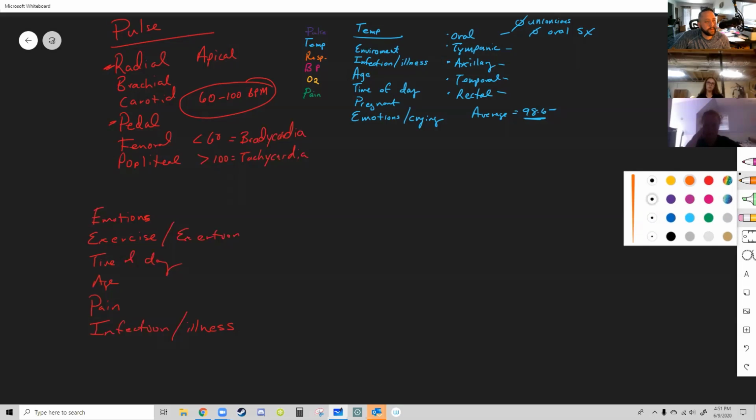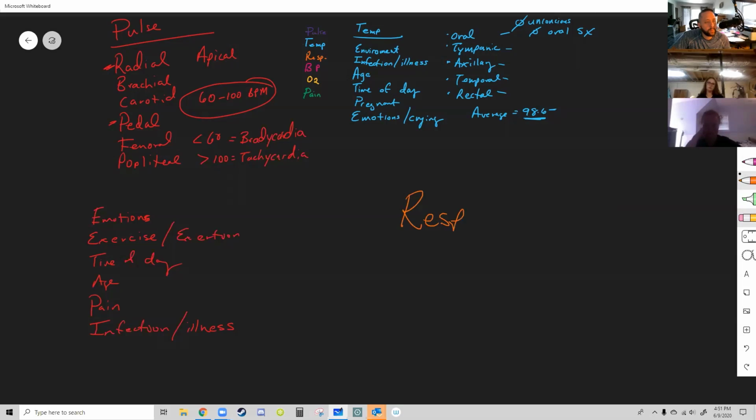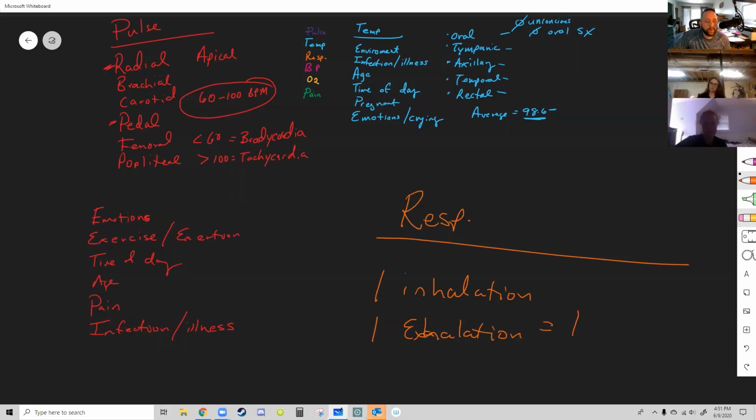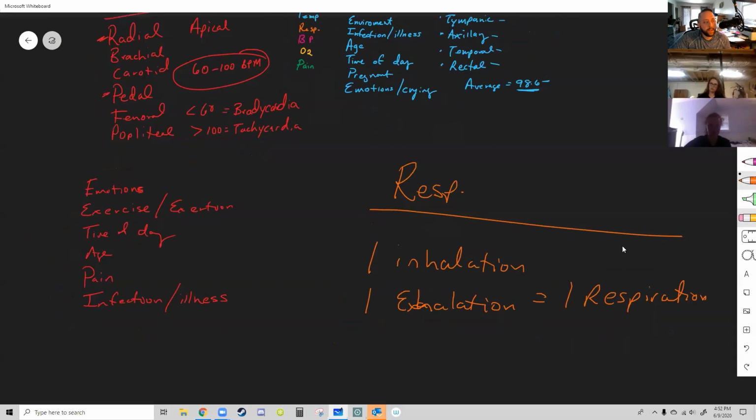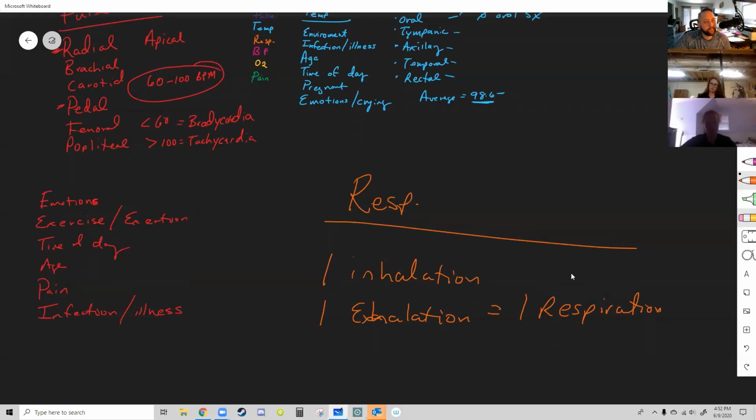Let's talk about respirations. So what constitutes a respiration? One inhalation and one exhalation equals one respiration. Does that make sense, what I'm saying there? You need the in and the out to count as a unit. That counts as one breath. And so some things you can, well, we'll talk about that here in a minute.